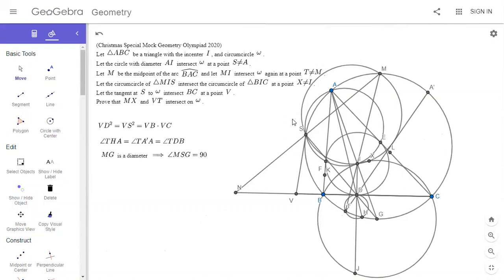There's a lot of stuff going on here. In fact, I think there's so much we can say about this configuration. It's absurd, but in fact, FO over OE is equal to BD over DC.